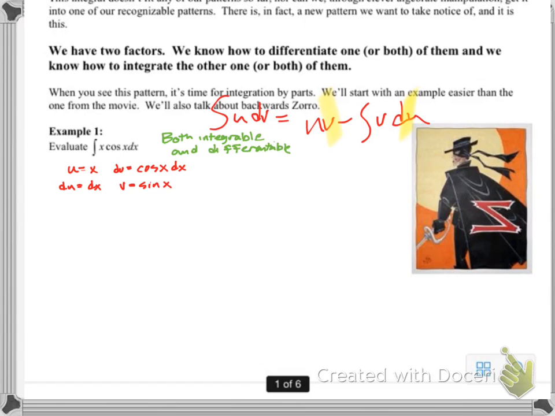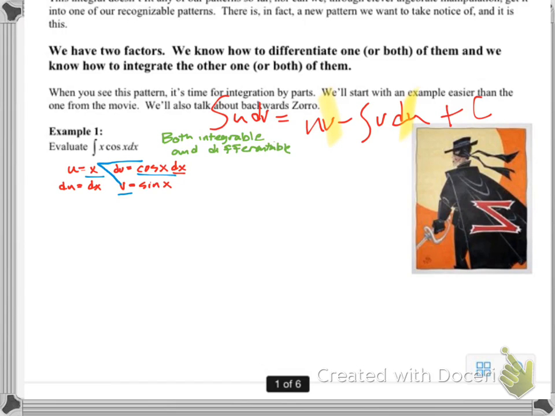So, picking a u and a dv: u is some part of the product in your integral, and dv is everything else, including the dx. Then you take the derivative of u to get du, which in this case is 1 dx, and you take the antiderivative of your dv to get v. Now you have all the components to fill in the uv minus the integral of v du that is needed in integration by parts. So we're going to put those back in their place, so watch carefully.